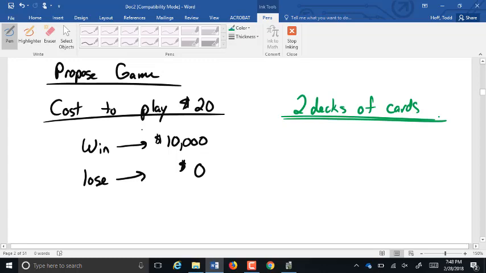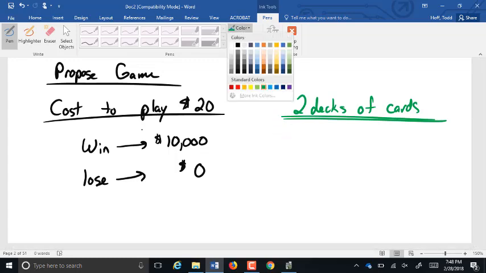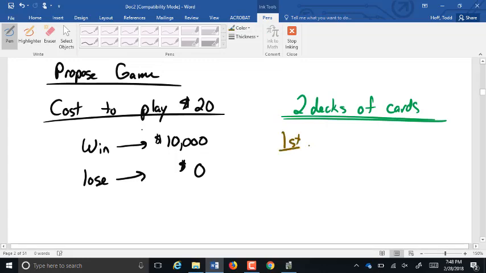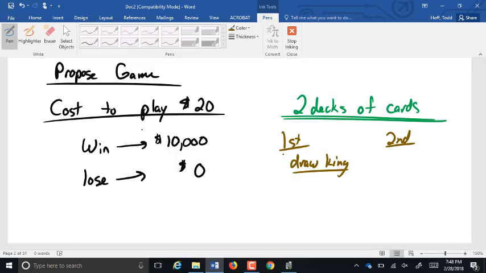Here's the game. We're going to use 2 decks of cards. To win the $10,000, the first deck, a full deck, 52 cards, you have to draw a king. One draw. The second deck, you have to draw a heart.